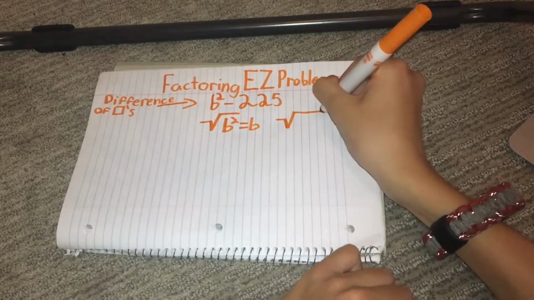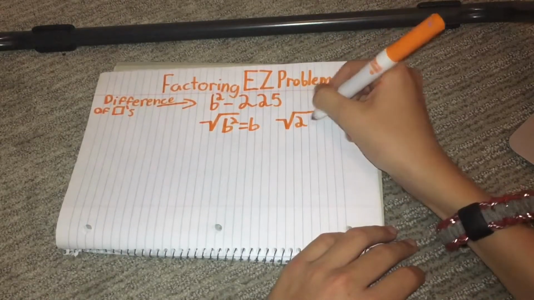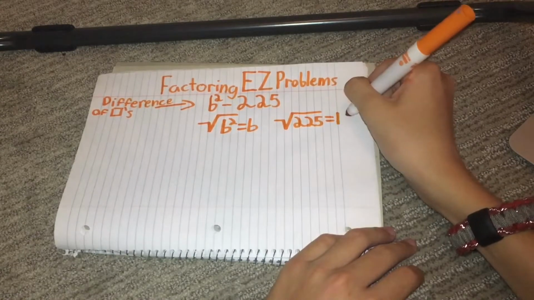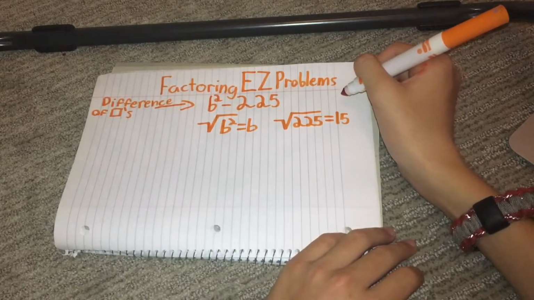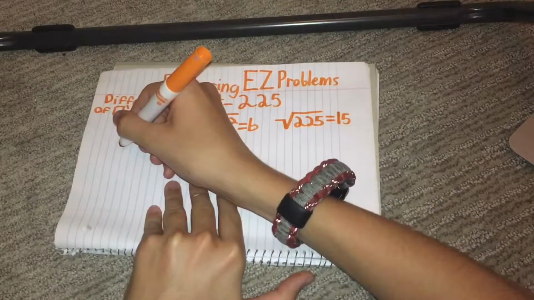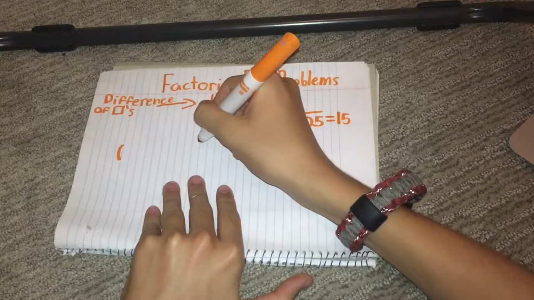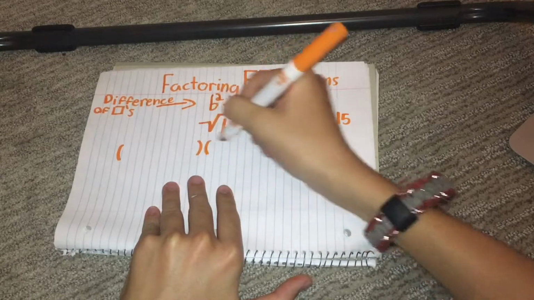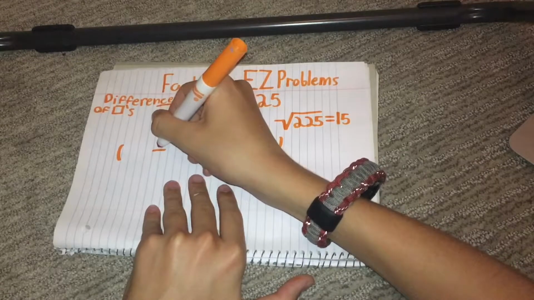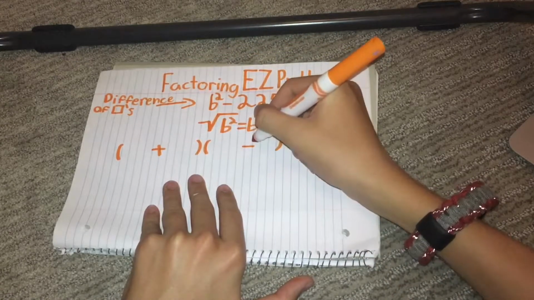The square root of 225 equals 15. Now you want to set down two sets of parentheses. One here, one here. One will have a plus in it, the other will have a minus in it.